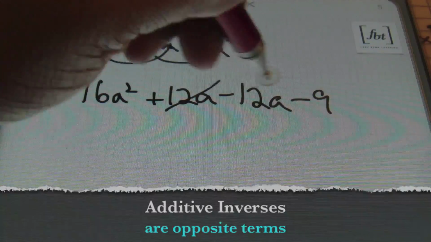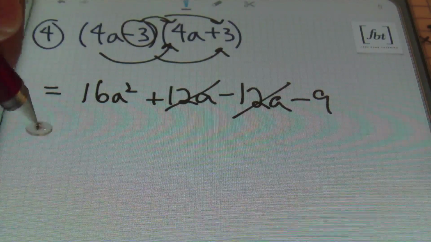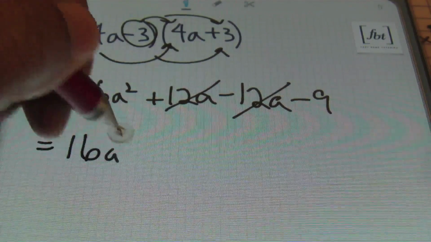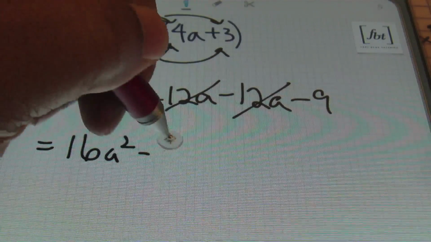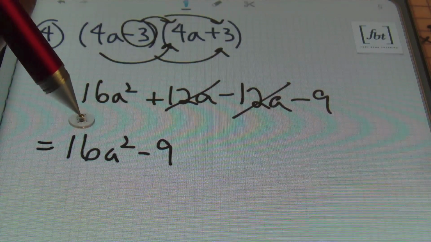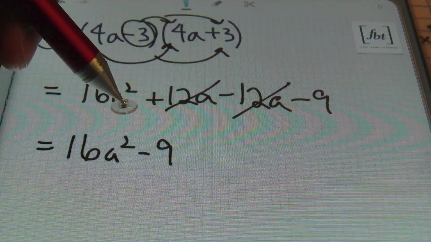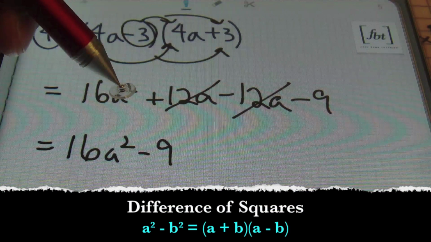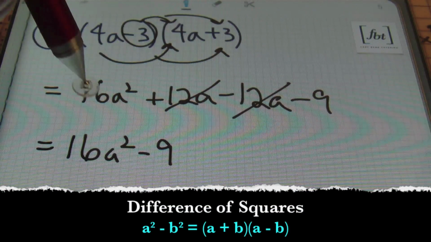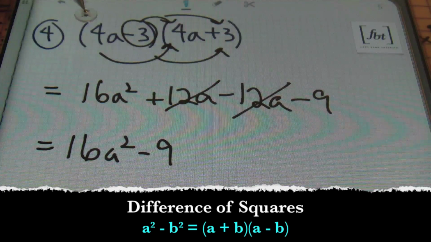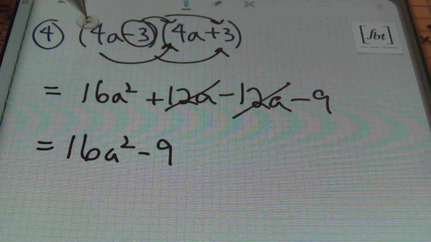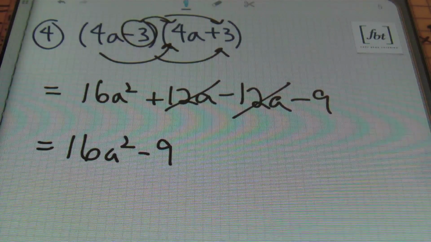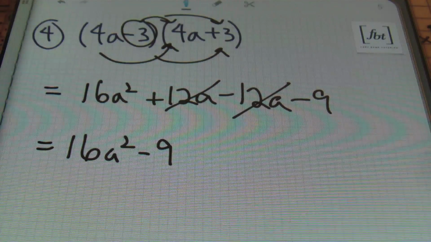In other words, these 12a's will cancel out. All right, they're gone. So you'll just end up with 16a squared minus 9. And this type of binomial here, this 16a squared minus 9, is called a difference of two squares. So if you ever want to figure out how to factor, in other words, get back to your original, that 4a minus 3 times 4a plus 3, go ahead and check out our video on difference of squares, ladies and gentlemen.